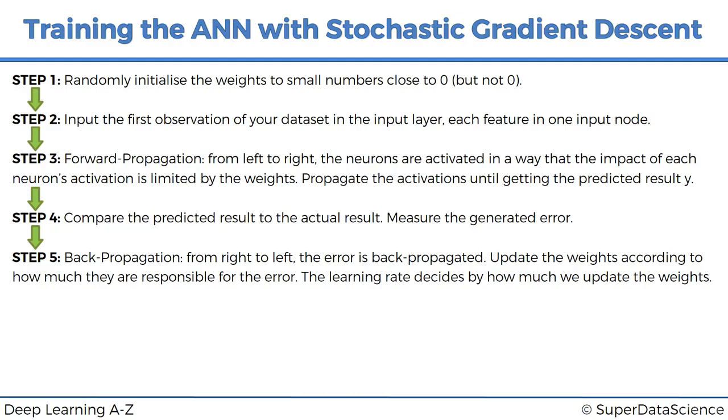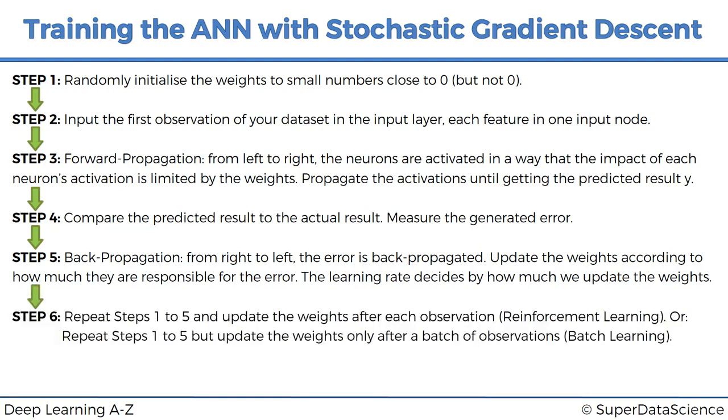The learning rate decides by how much we update the weights. The learning rate is a parameter you can control in your neural network. Step 6. Repeat steps 1 to 5 and update the weights after each observation. That is called reinforcement learning, and in our case, that was stochastic gradient descent. Or repeat steps 1 to 5, but update weights only after a batch of observations. So batch learning, it's either full gradient descent or batch gradient descent or mini batch gradient descent.